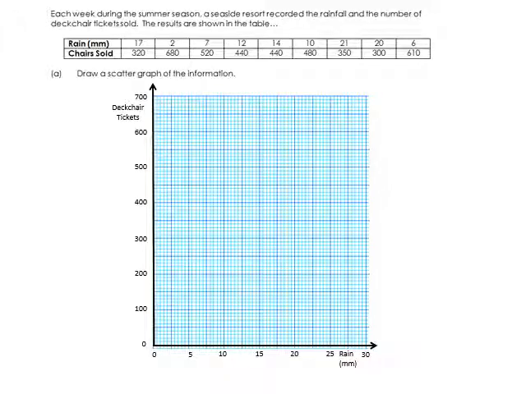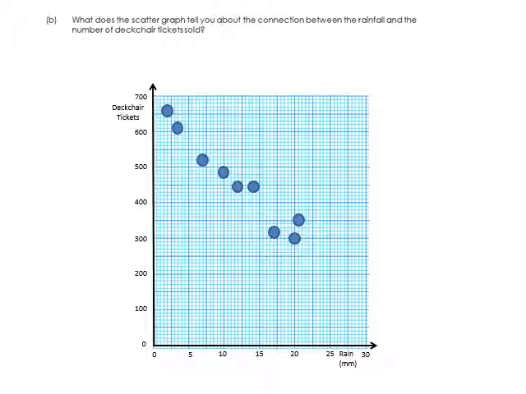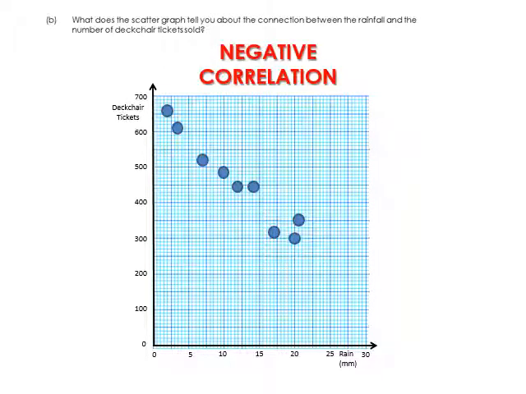Okay, so having looked at that one, we'll have another look at another similar one just to clarify, make sure we're all okay. So each week during the summer season, a seaside resort recorded the rainfall and the number of deck chair tickets sold. The results are shown in the table. Draw a scatter graph of the diagram, so straightforward, plot your points, and we can see that that one is going to give us a negative correlation. Again, it's fairly strong, so if it was a 2 marker, I would describe it as a strong negative correlation.